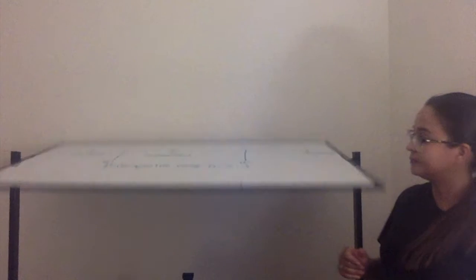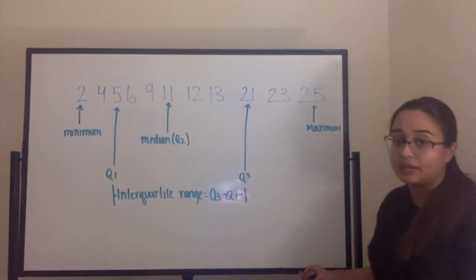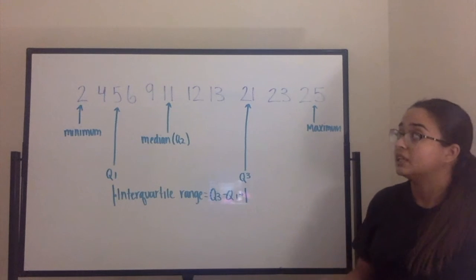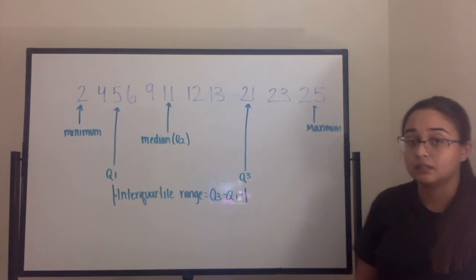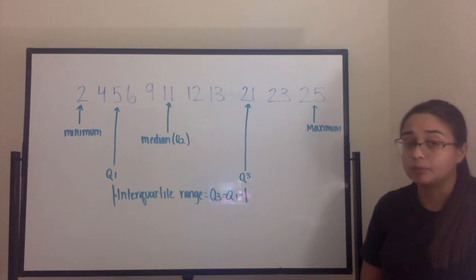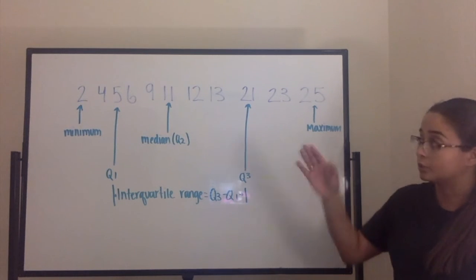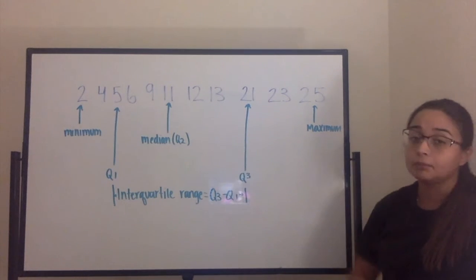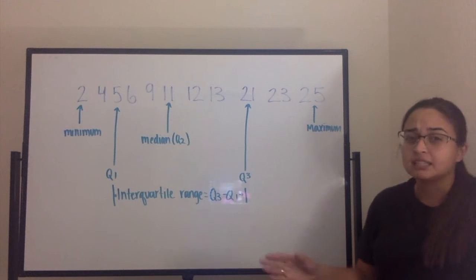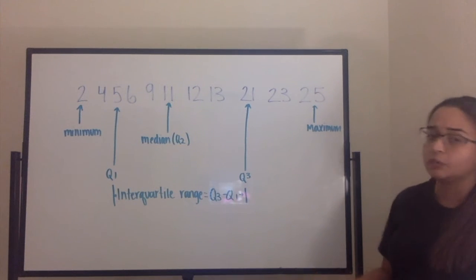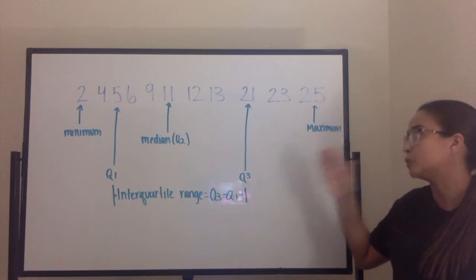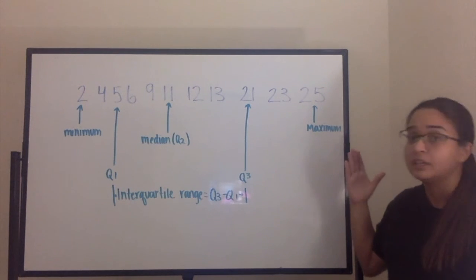Now, this is what I mean. Let's say we were given these numbers as data. What we did is that we put them in order, from smallest to largest. Our minimum is a 2. Our maximum is a 25. Let's see what other numbers we're dealing with. We're dealing with 2, 4, 5, 6, 9, 11, 12, 13, 21, 23, 25.